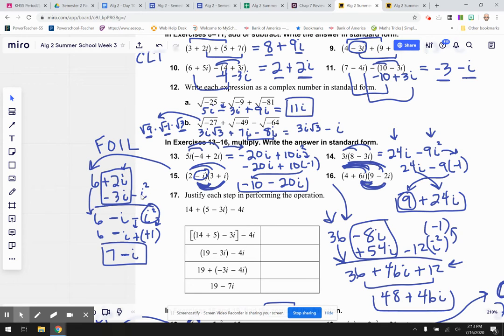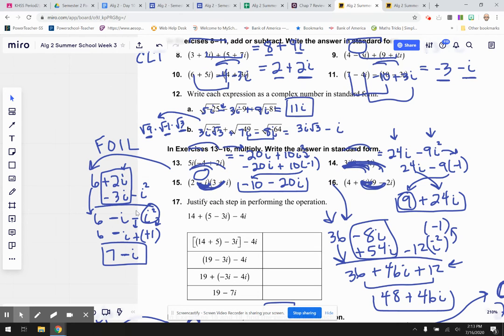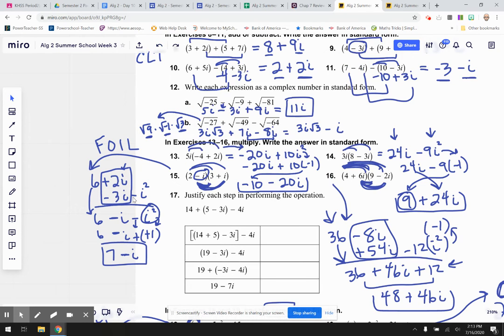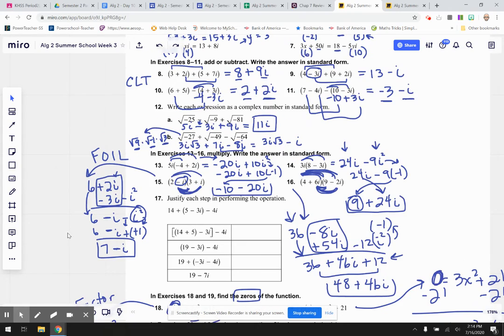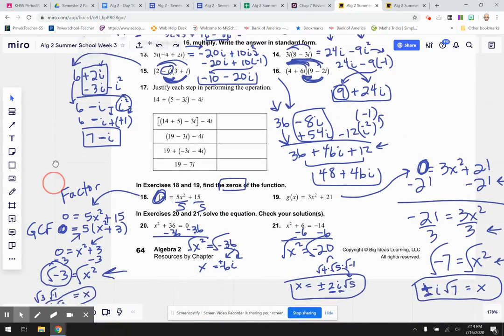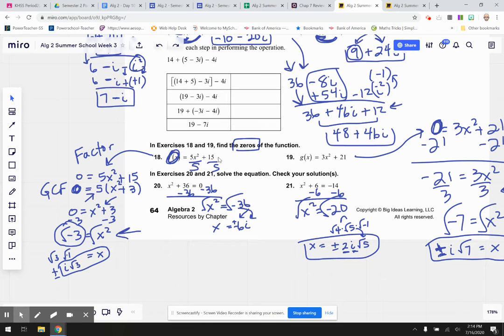But you can take i squared out and put in a -1, but you've got to leave the negative. The negative is going to come down in the answer. So when you put a -1 in there, you're actually going to have a negative, which changes to a positive. And so you're going to get 6 plus 1, which is 7, and then you've got your -i. So that's FOIL. So we had imaginary numbers. Finding the zeros just means to set it equal to 0 and solve it.